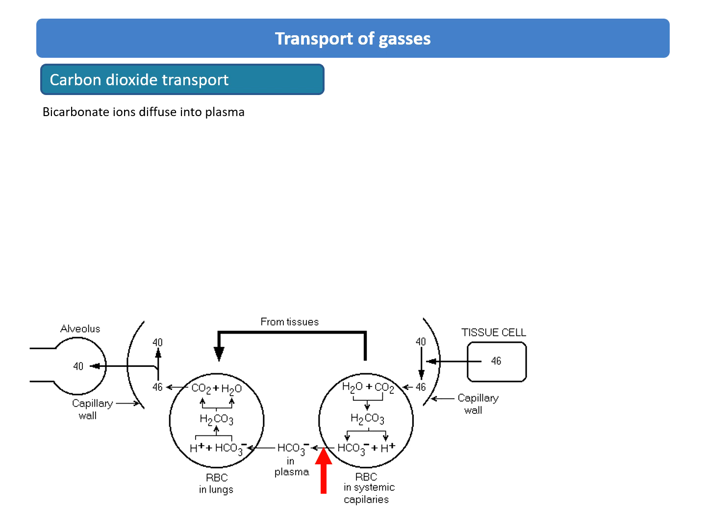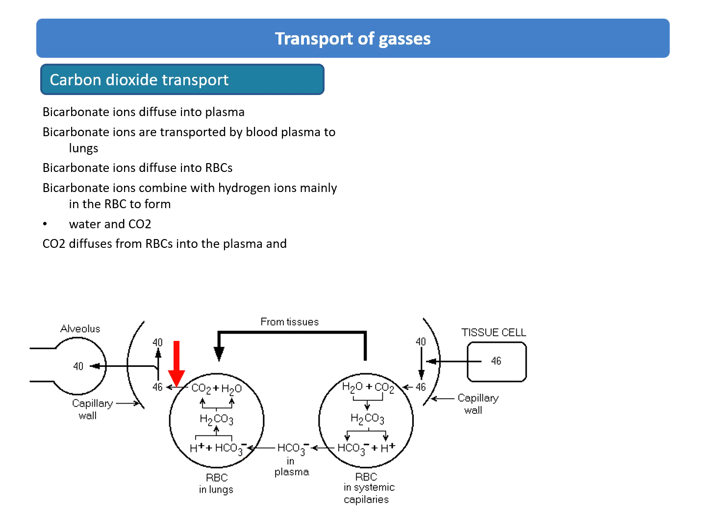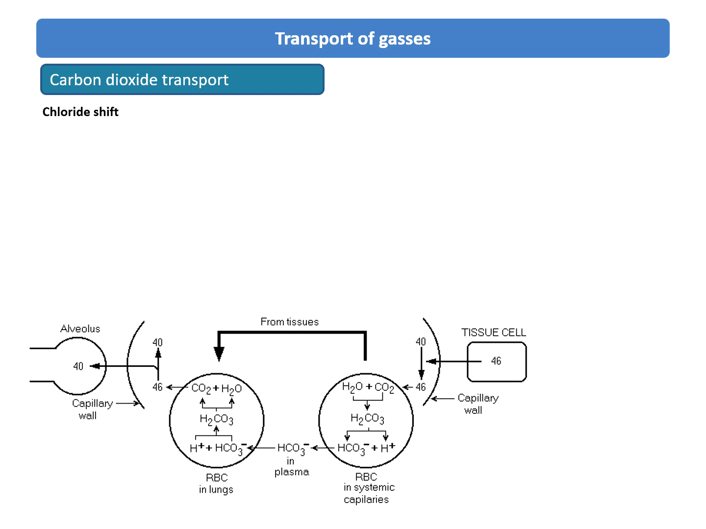The bicarbonate ions then diffuse from the red blood cells into the plasma, and they're transported in that form to the lungs. In the lungs, bicarbonate ions diffuse into the red blood cells. They combine with hydrogen ions to form water and carbon dioxide. Carbon dioxide diffuses from the red blood cells into the plasma, and then from there into the alveoli and is exhaled.